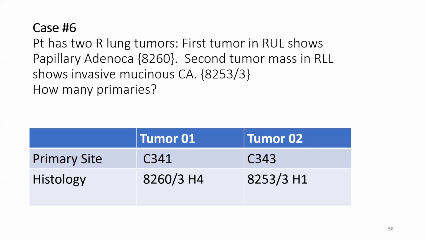Okay, so for this one, the patient has 2 lung tumors. The first one is in the right upper lobe and it's papillary adeno. The second one is in the right lower lobe and it's invasive mucinous. So I went to table 3, I got my working histologies, just so that I know what I'm working with when I get through the rules. Both of these are distinct subtype variants of adenocarcinoma.